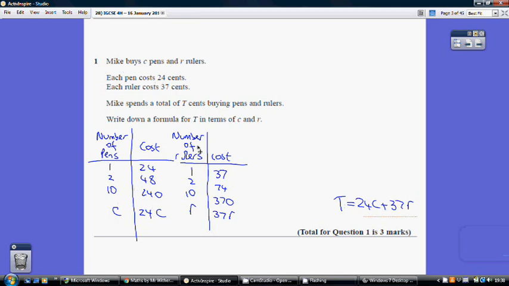Now with regard to the rulers, one ruler would cost us 37 cents, 2 rulers would cost us 74 cents, and so on. So if we've got R rulers, that's going to cost us 37 times R. So the total cost is going to be the 24C plus the 37R.